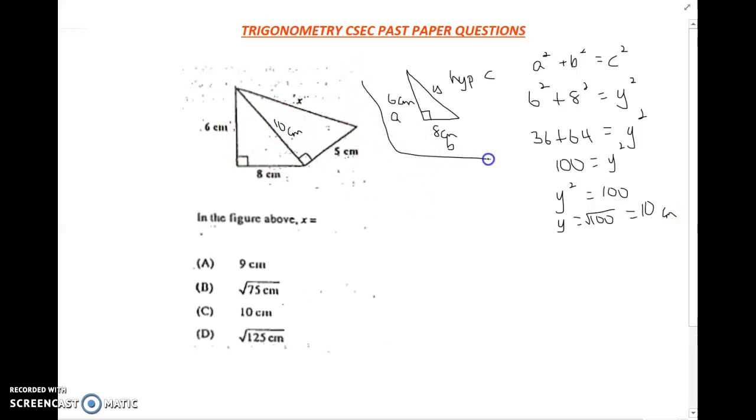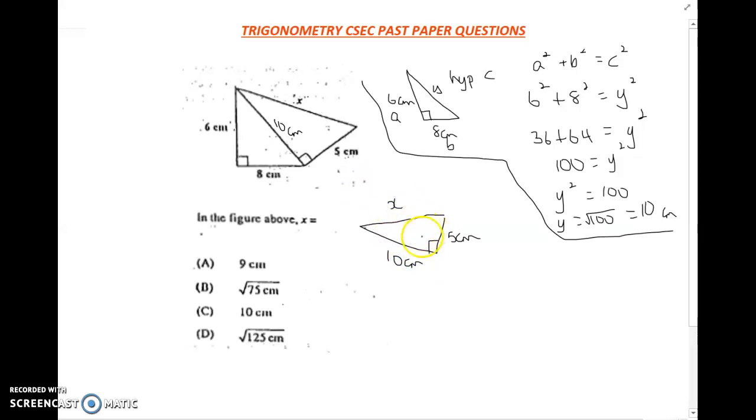Now, if I had to look at this diagram, let me draw that diagram. It's something like this. Obviously, my drawing is not the best, but just bear with me, please. So we have the right angle here. This is 5 cm. This is 10 cm. We want to find x.